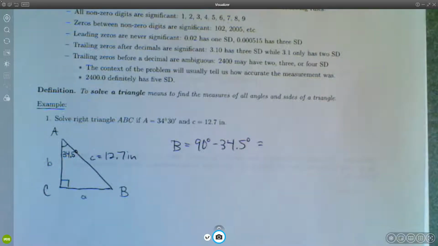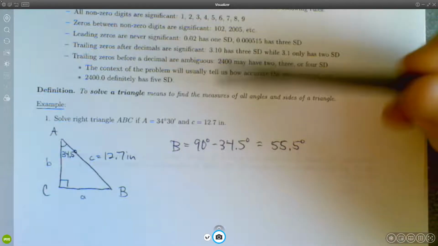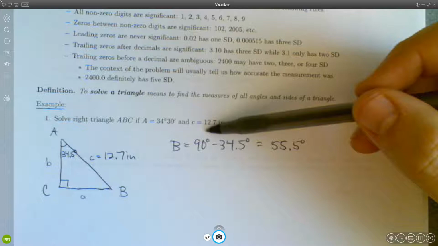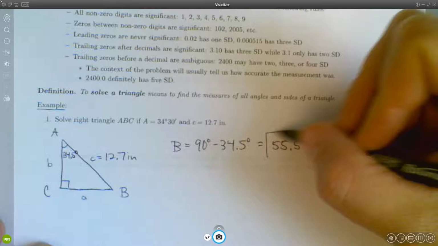And 90 minus 34.5 is 55.5 degrees. And as far as significant digits are concerned, it looks like we have 3, right? We have 3 significant digits here, and then 3 or 4 significant digits there, depending on whether that 0 is significant or not. But it doesn't matter because you take the least number of significant digits, which is definitely 3. So we'll say angle B is 55.5 degrees.